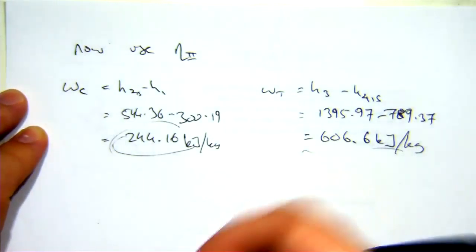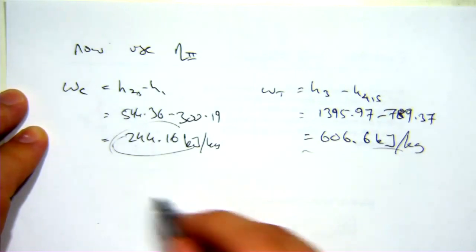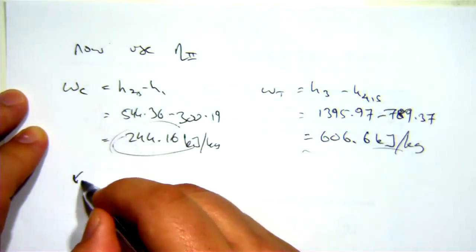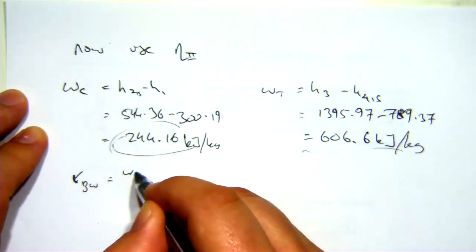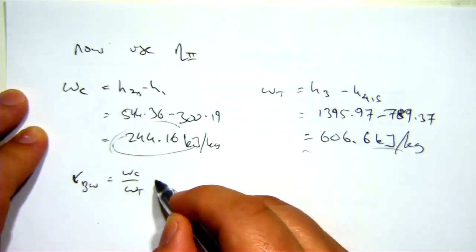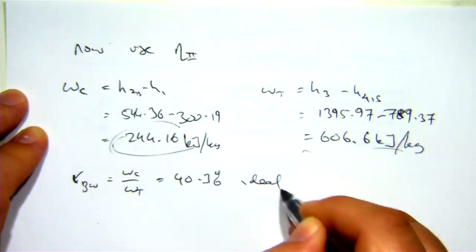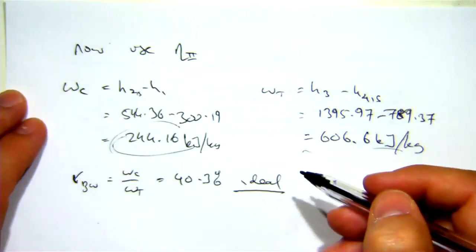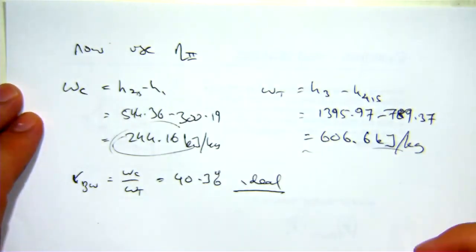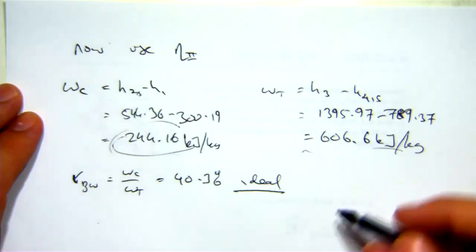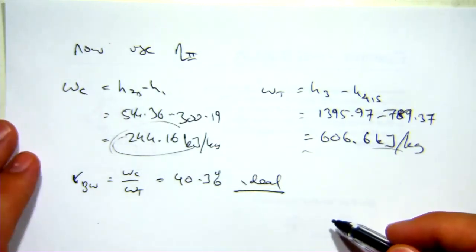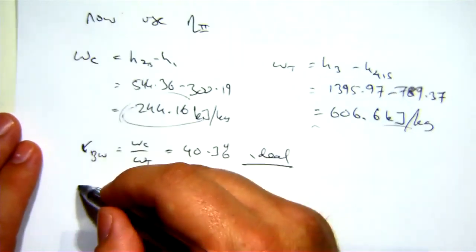I could work out an ideal back work ratio, which is to say BW would be work compressor over work turbine. If I put those numbers in, I get 40.3%. Ideal. That doesn't answer the question yet. And I could also work out the heat in and the ideal thermal efficiency from these points, but they're not solving the problem.